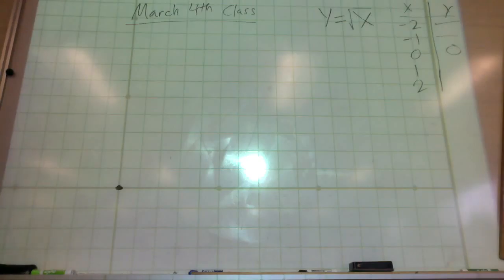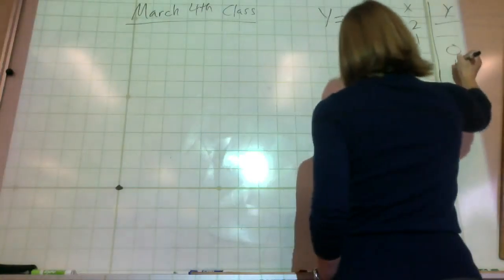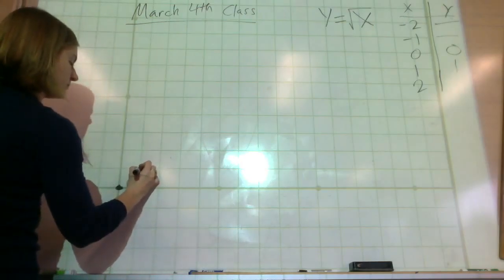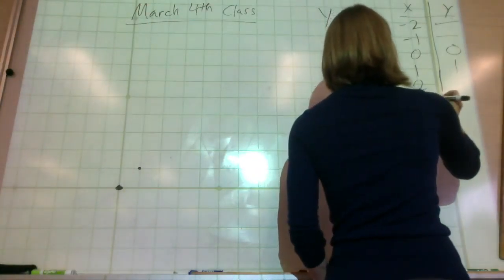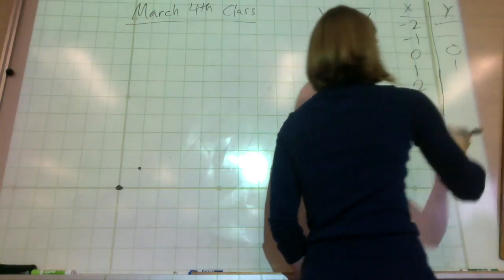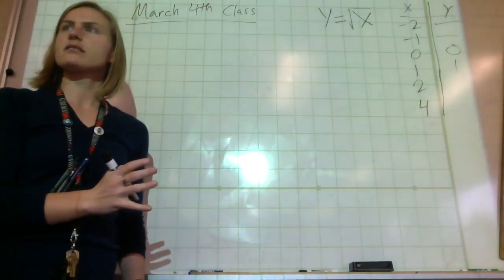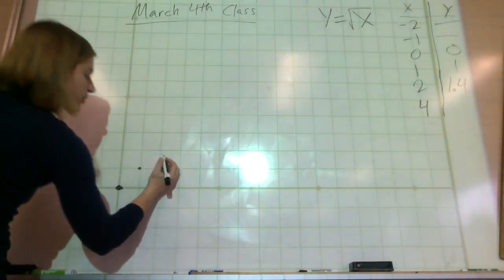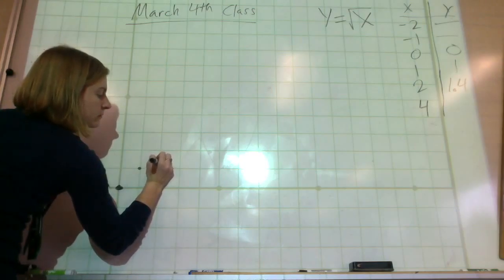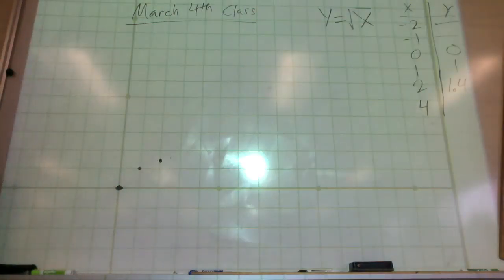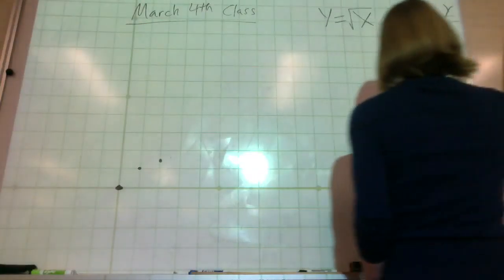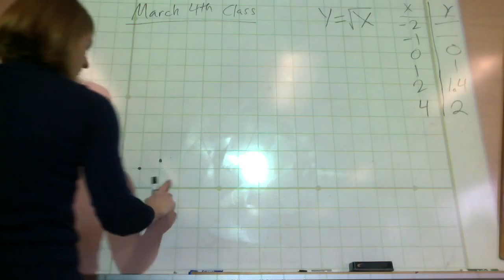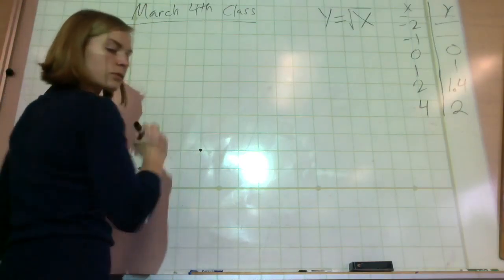What about 1? Square root of 1 is 1. Good. And I'm actually going to put in one more point. What about square root of 2? Anyone got that? 1.4. So at 2, we're at like 1.4. What about 4? Square root of 4? 2.